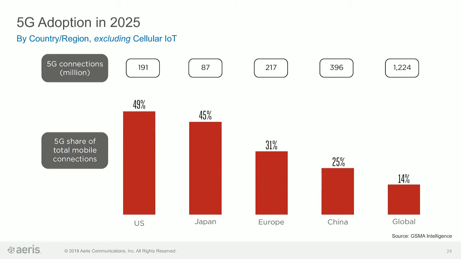The percentage share drops as you look at other countries. Japan is expected to have 45%, Europe about 30%, China will be about 25%, primarily because of the distribution of trying to get a large number of handsets out there to the hands of people to use 5G technologies. And globally, by 2025, the expectation is that about 14% of handsets will be 5G capable, with fallback to 4G and 3G as needed, depending on the country that you're in.